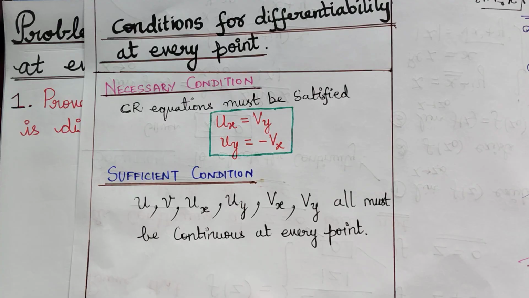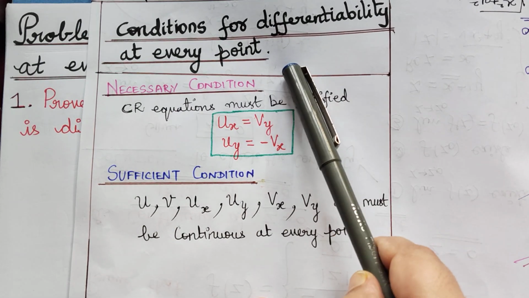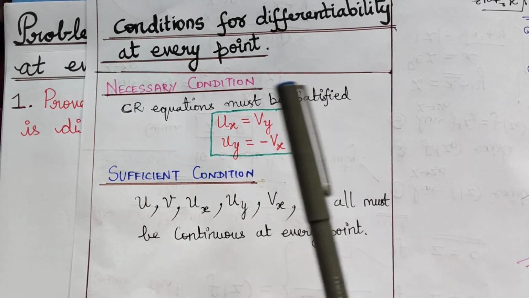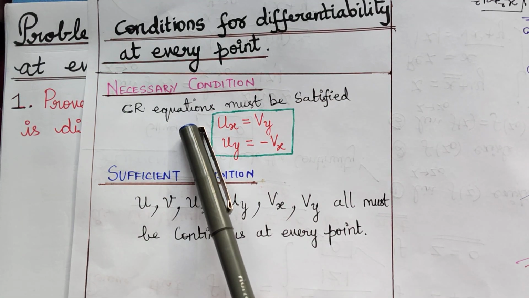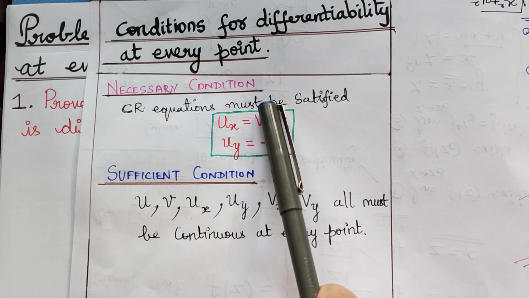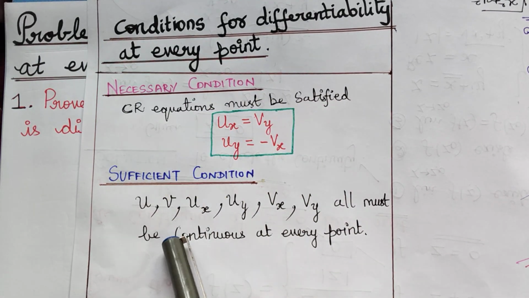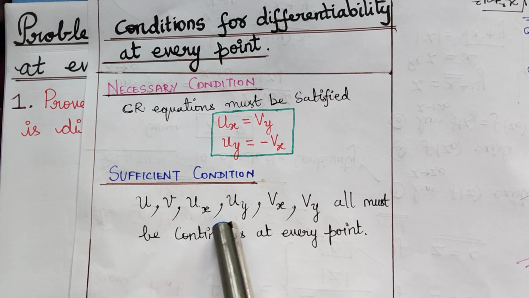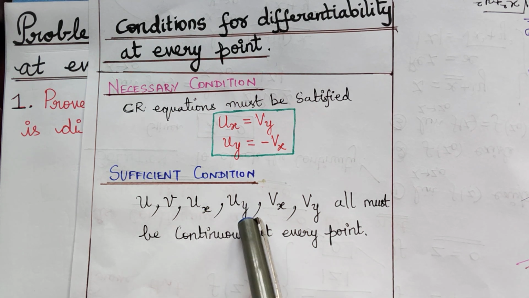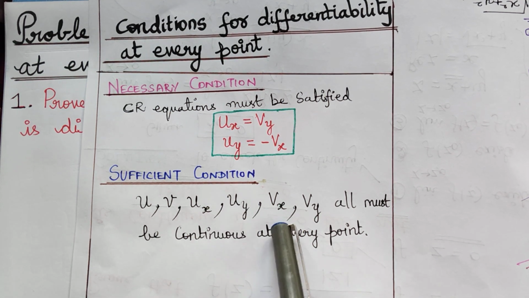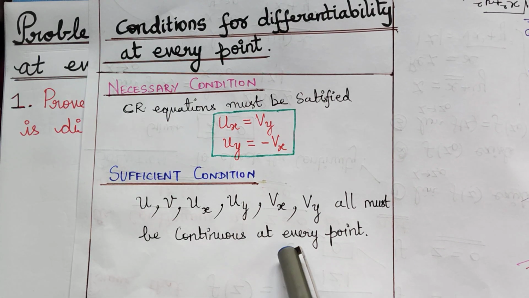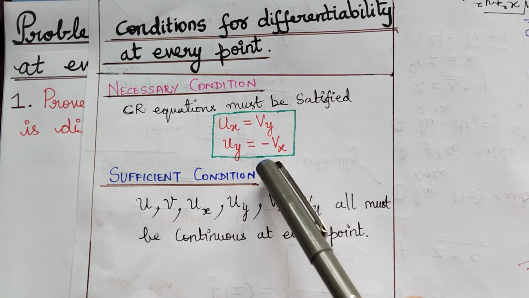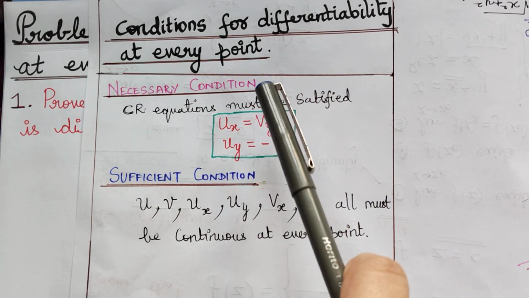The conditions for differentiability of a function at every point are: the first, necessary condition is that the CR equations must be satisfied. We have learnt about the Cauchy-Riemann equations, and these equations must be satisfied by the complex function. And the sufficient condition is that the real part u, the imaginary part v, and their first order partial derivatives with respect to x and y, that is ux, uy, vx, vy, all these functions must be continuous at every point. If these two conditions are satisfied, then we say that the complex function is differentiable at every point.